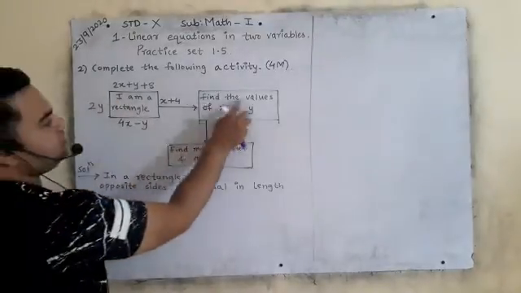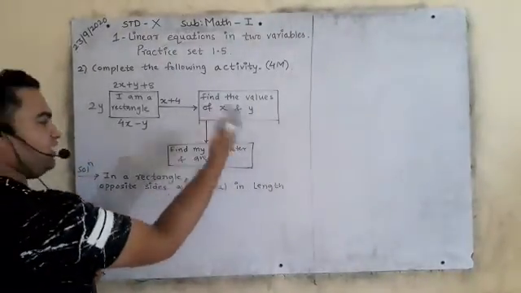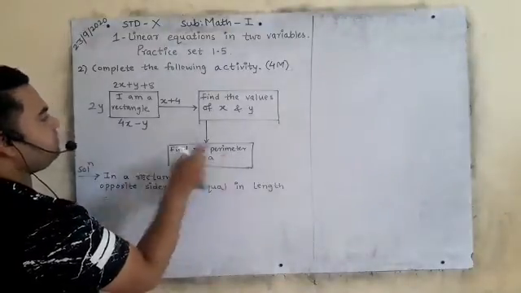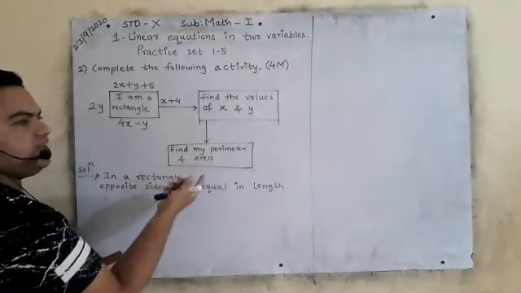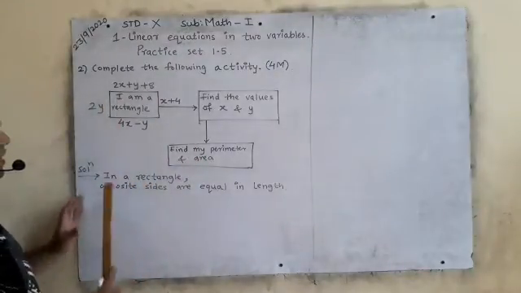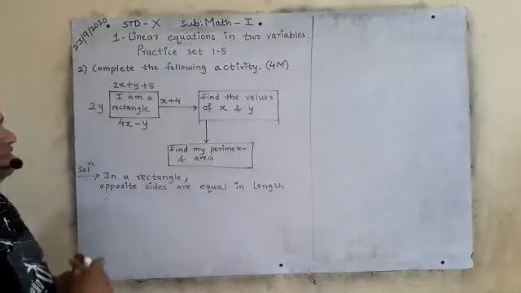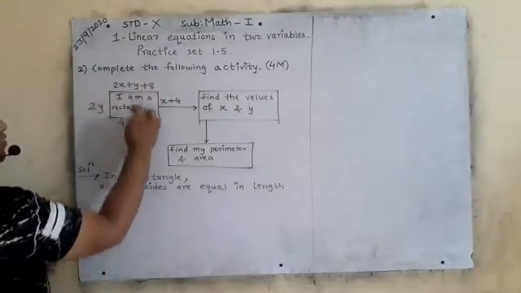Okay, first we have to find the values of x and y. And then we have to find my perimeter, meaning the perimeter of the rectangle, and the area of the rectangle. Now, this is a rectangle, right? Opposite sides are equal in length. This side is equal to this side, right? Opposite sides are equal.